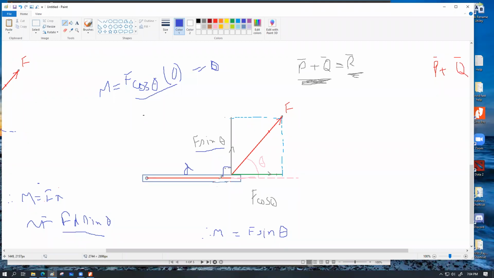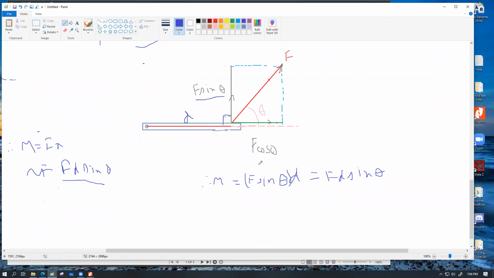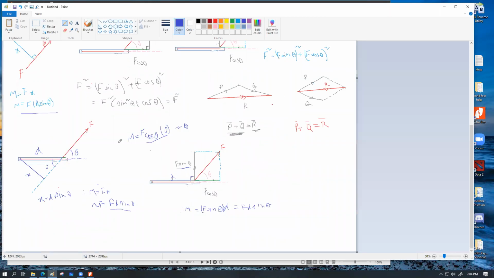So the moment produced by this F sin theta force would be F sin theta into d. That can also be written altogether as F d sin theta. You can see that for all of these three different cases in which we tried to calculate the moment, we pretty much end up with the same expression: F d sin theta. That's the point I wanted to get in your head, as for how we can calculate the moment. Any questions so far?